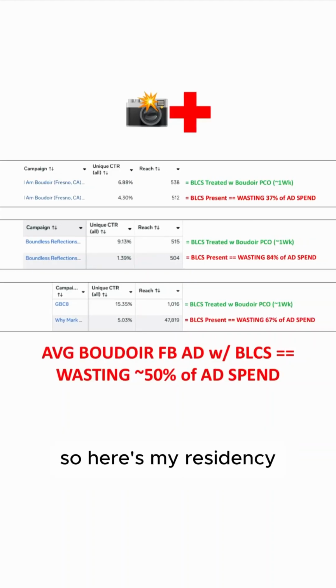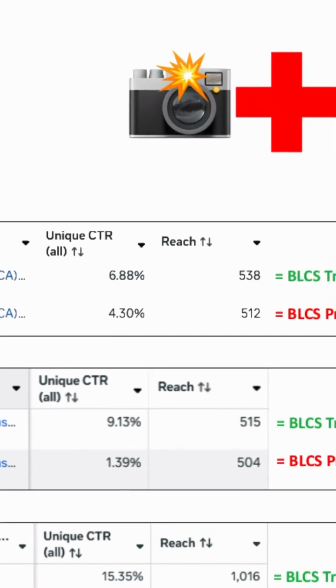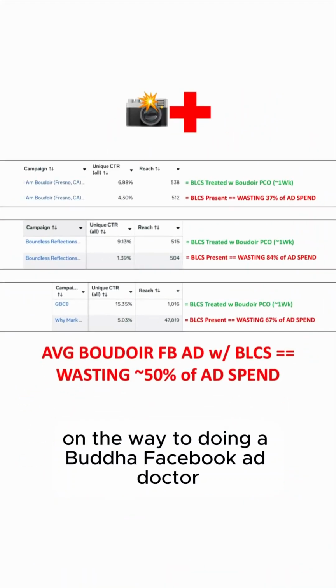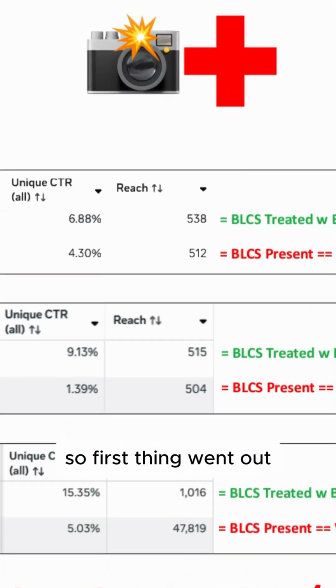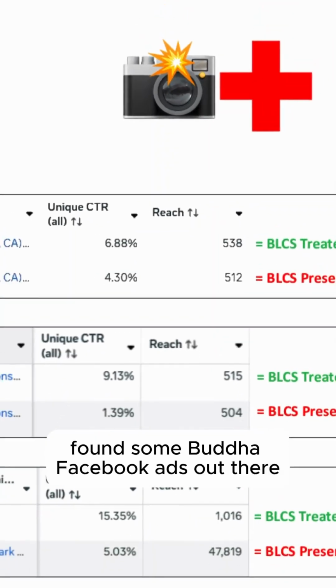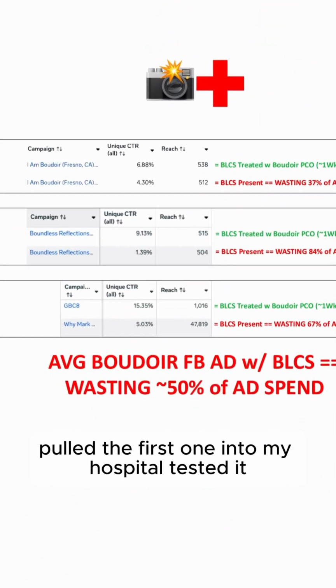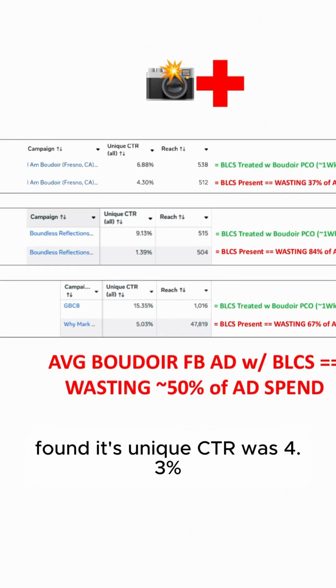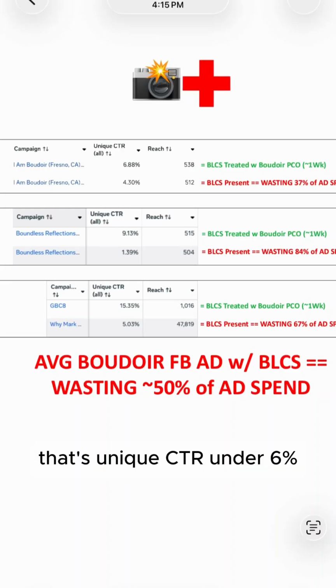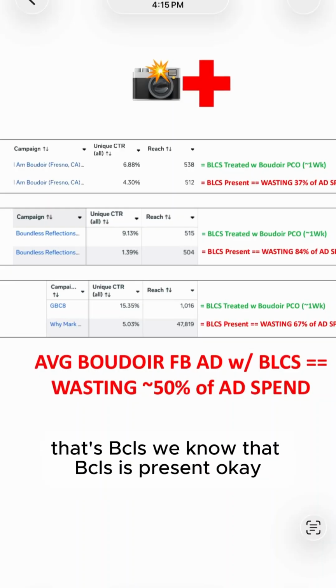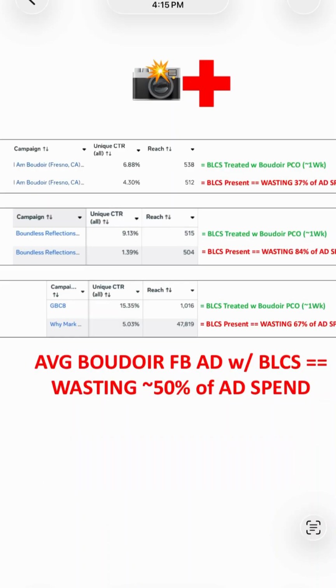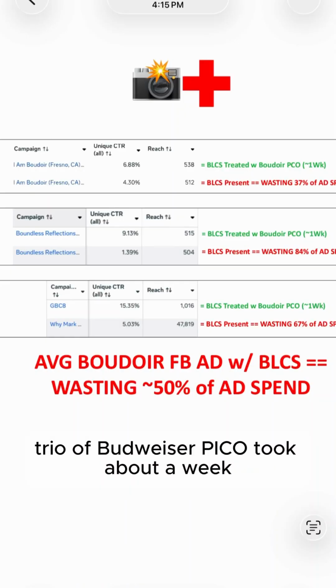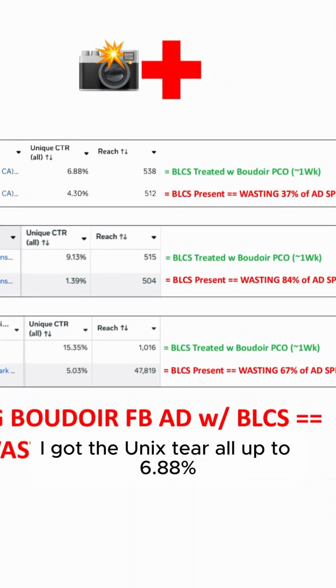So here's my residency on the way to doing Boudoir Facebook Ad Doctor. So first thing, went out, found some Boudoir Facebook ads out there, pulled the first one into my hospital, tested it, found its unique CTR was 4.3%. That's unique CTR under 6%. That's BLCS. So we know that BLCS is present. Okay. So duplicated it, treated with Boudoir PICO. Took about a week. Got the unique CTR up to 6.88%.